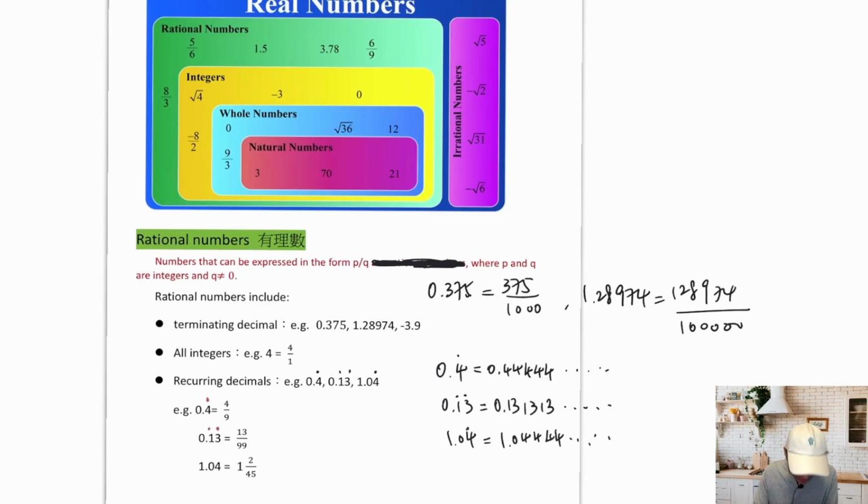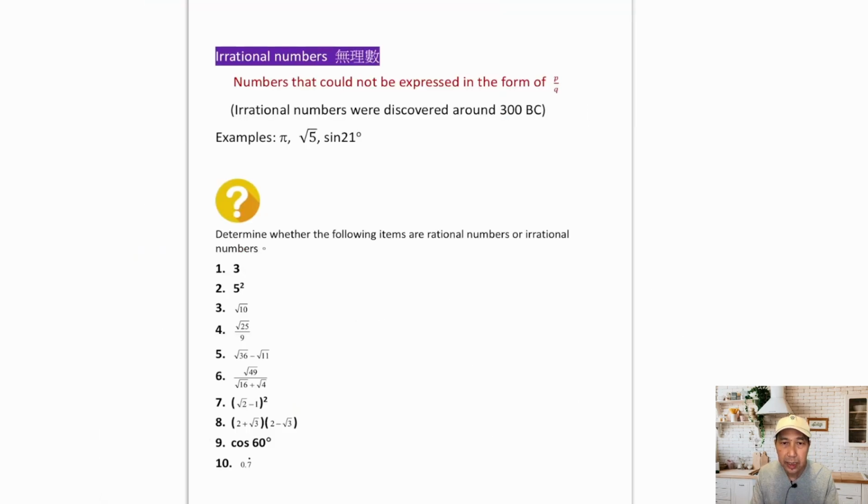0.13 with two dots is equal to 13 over 99. The last recurrent decimal is equal to 1 and 2 over 14. The method for converting recurrent decimals to fractions will be covered in the next episode. In contrast, irrational numbers are numbers that cannot be expressed in the form of P over Q.